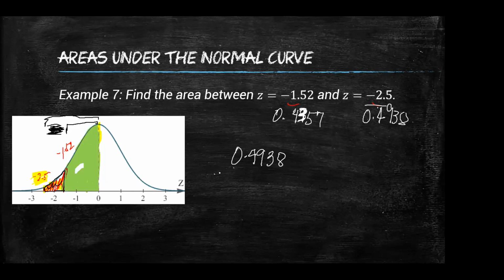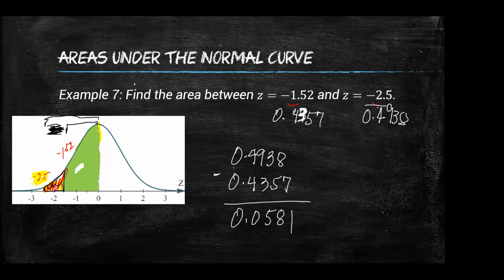0.4938 minus 0.4357. Okay? So, what's the difference? Okay. So, the answer is, type nga. Sir? Yes po. Is it 0.0591? Okay, the answer is 0.0581. Ayan. So, this is the area of this part only.